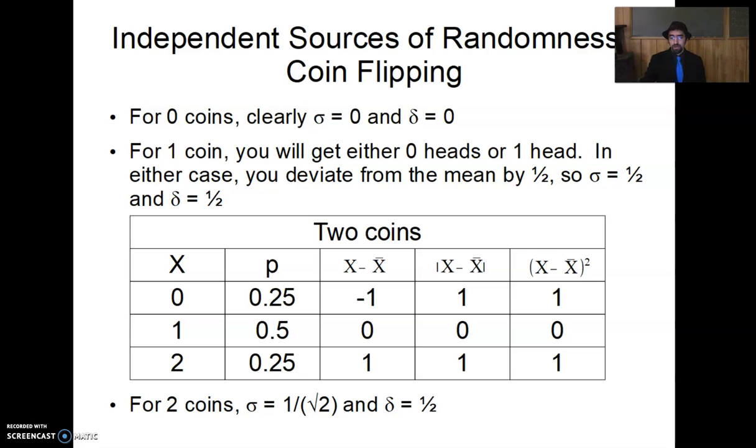Absolute values, so we keep track of the actual deviation, absolute value of the deviation from the mean, and the square of the deviation from the mean. When we average those together by comparing to the probabilities here, then for these two coins, we get sigma equals 1 over square root of 2, and delta equals a half.